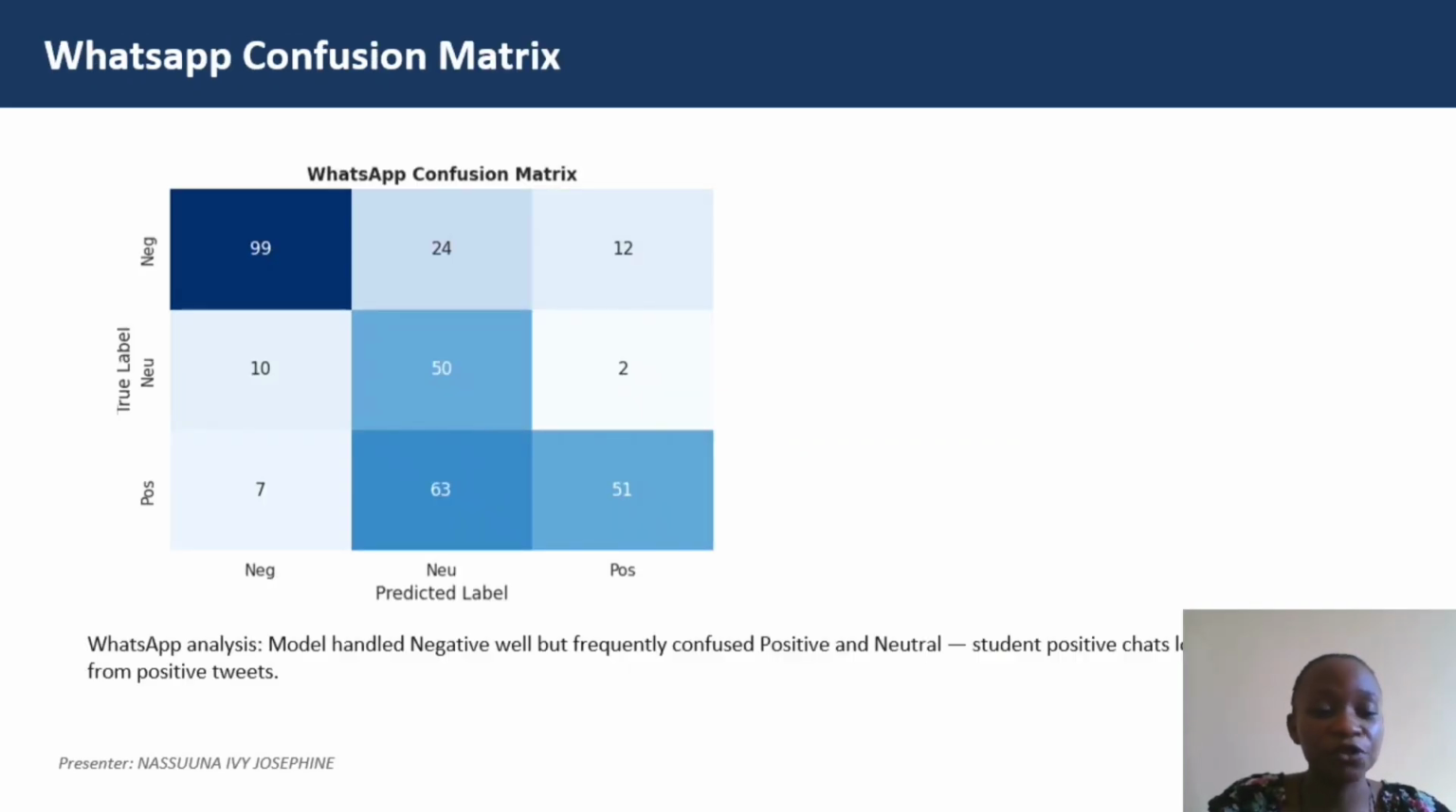Our WhatsApp confusion matrix indicates that the negative column was relatively clean and the model got those right. But looking at the positive and the neutral, there's a clear confusion between them. A student typing, "fine, see you tomorrow," does not carry the same energy as a positive tweet. So the model couldn't figure that one out. Those are the results, and next is understanding why the model made the decisions it made.